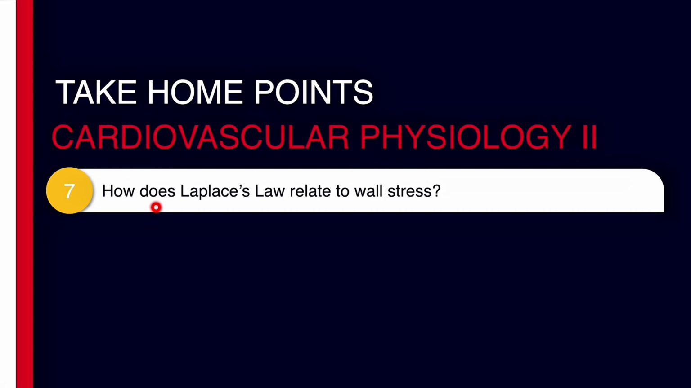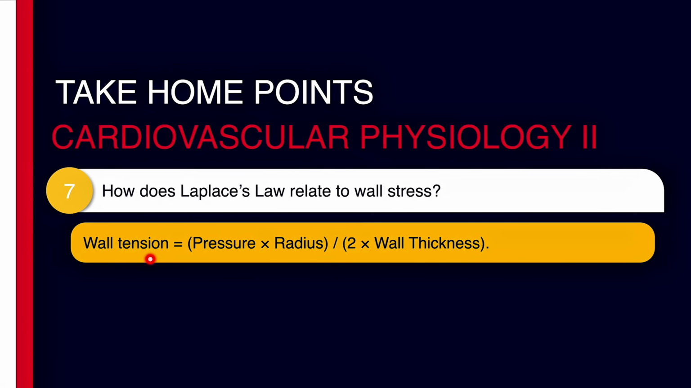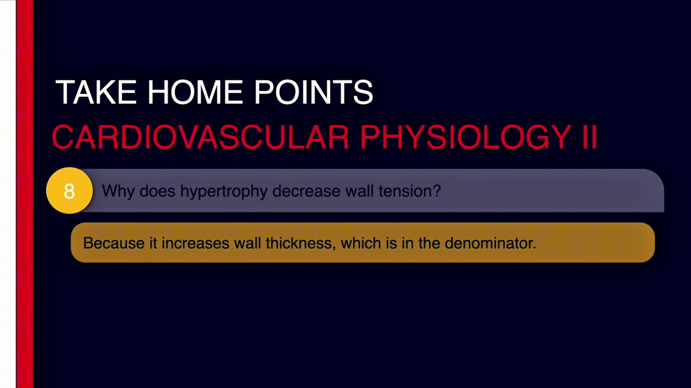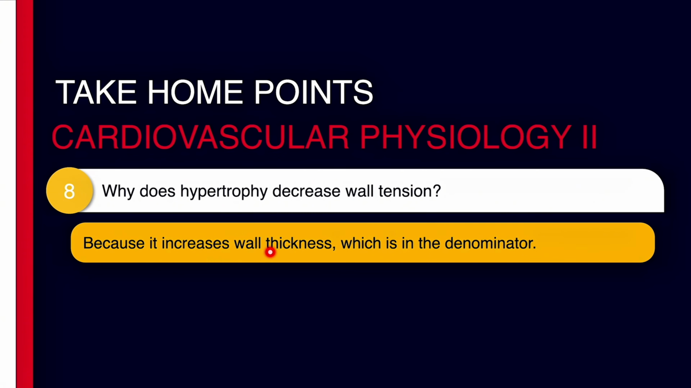THP7. How does Laplace's law relate to wall stress? Wall tension, or wall stress, equals pressure times radius in the numerator, divided by 2 times wall thickness. THP8. Why does hypertrophy decrease wall tension? Because it increases wall thickness, which is in the denominator of the equation.